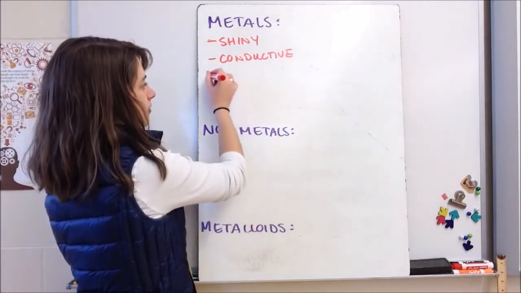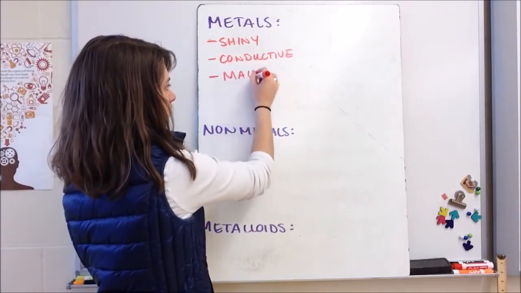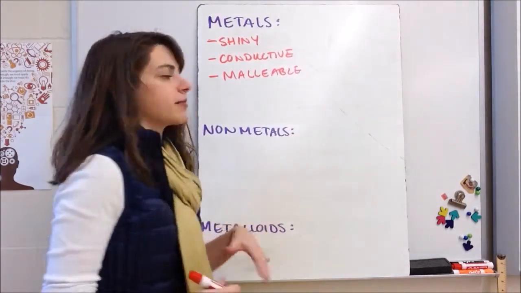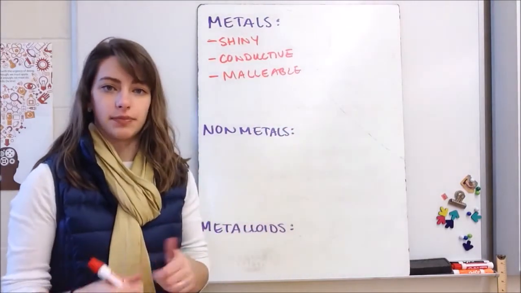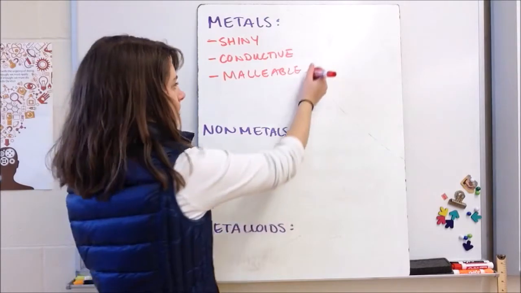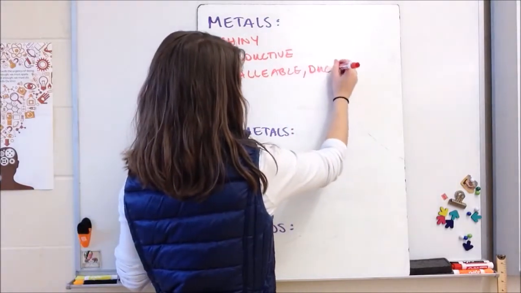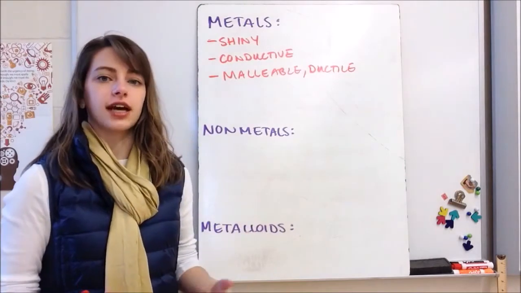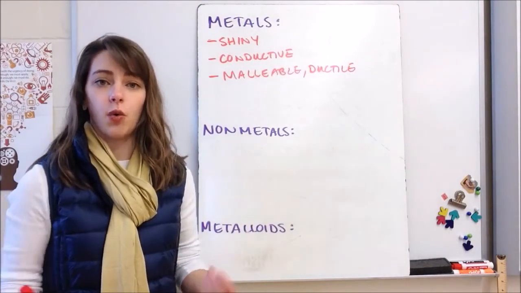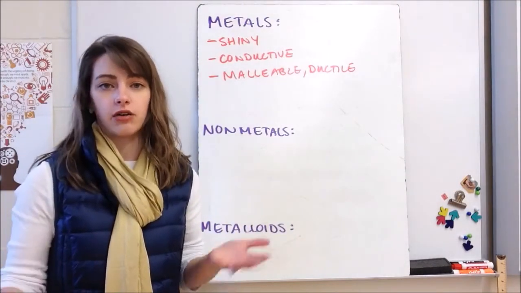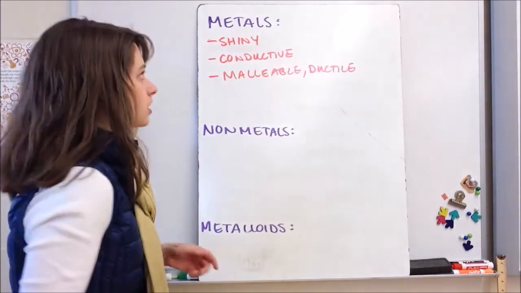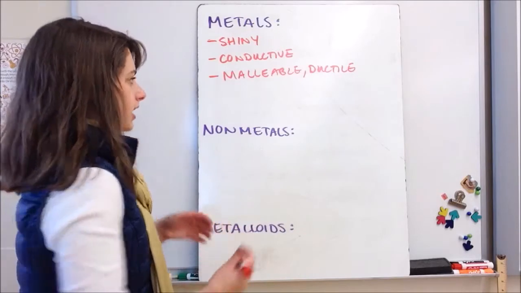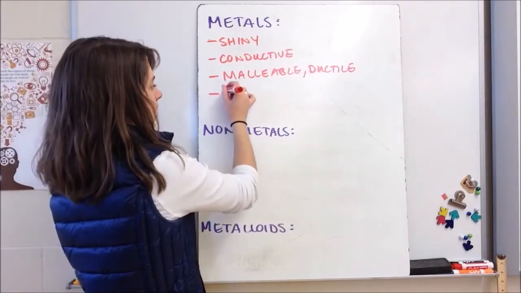We also noticed that metals are malleable. And remember, malleable means that we can bend them. They're bendy. We can also say that metals are ductile. Ductile is similar to malleable. Ductile just means that you can draw it out into a wire. We can make wires out of metals. We do that all the time. So metals are shiny, they're conductive, they're malleable and ductile, and then finally they are reactive.